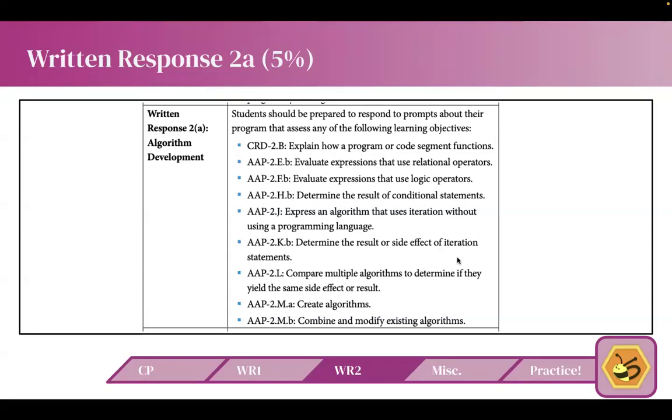Determine the result or side effect of an iteration statement. If you're given a for loop or some sort of loop, and they say, identify your first iteration statement, they may ask what it is doing, what is the result of your iteration statement. Compare multiple algorithms to determine if they yield the same result or side effect. This is just asking if there is another way you could write your procedure, and what side effects that way would have. Create algorithms, combine, modify existing algorithms, all this sort of stuff could be asked in 2A. So any questions before we move on from these?